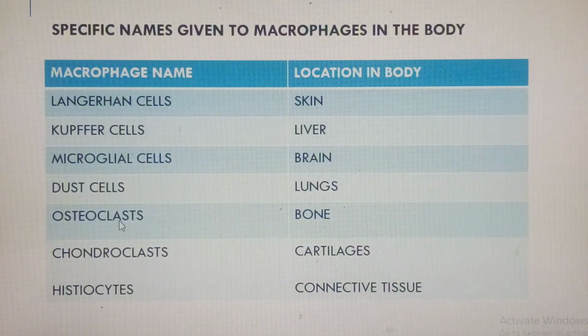In the bone, about 40 to 50 of these will fuse, though sometimes it could be fewer, to form osteoclasts. They will resorb bone. So macrophages of the bone are known as osteoclasts. Macrophages of the cartilage are known as chondroclasts, and macrophages of the connective tissue are what we call histiocytes. So depending on the area of the body, we give the macrophage a particular name, and these are some areas of the body that have special names.